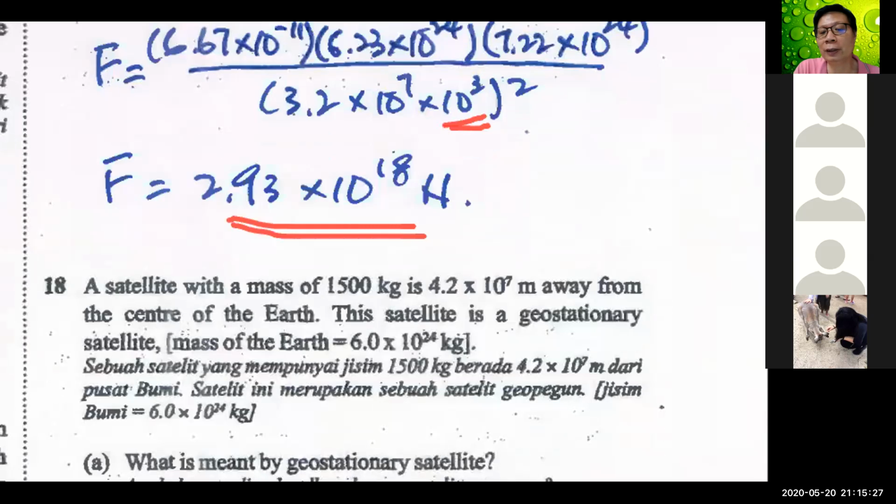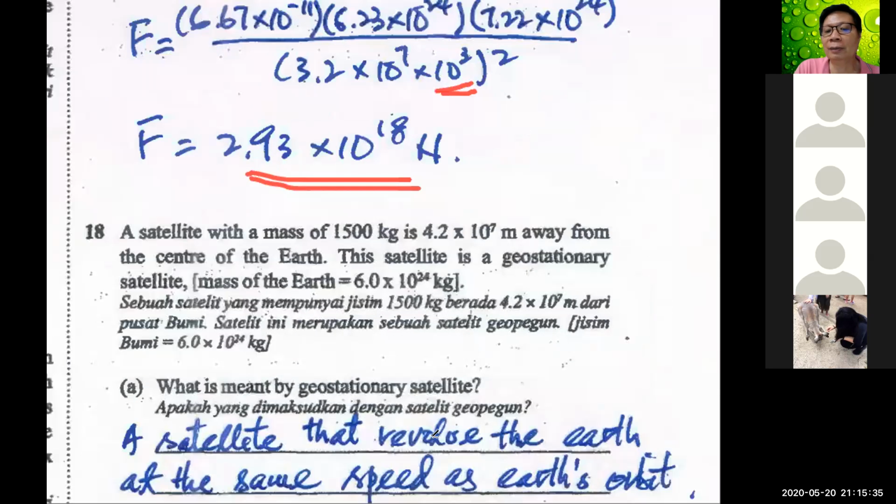The answer: a satellite that revolves, R-E-V-O-L-V-E, revolve means circulate, around the Earth at the same speed as the Earth's rotation. I told you, right? It goes around the Earth at the same speed as the Earth turning itself. Next, what is the function of a geostationary satellite?